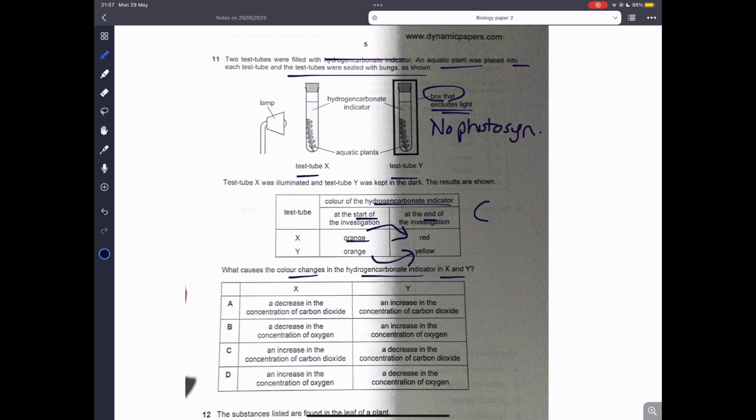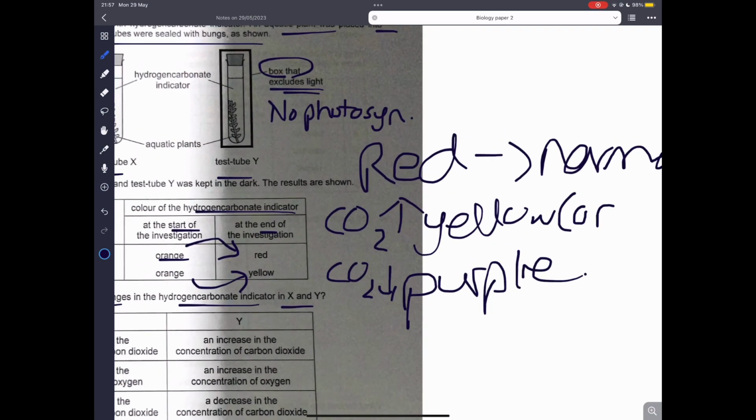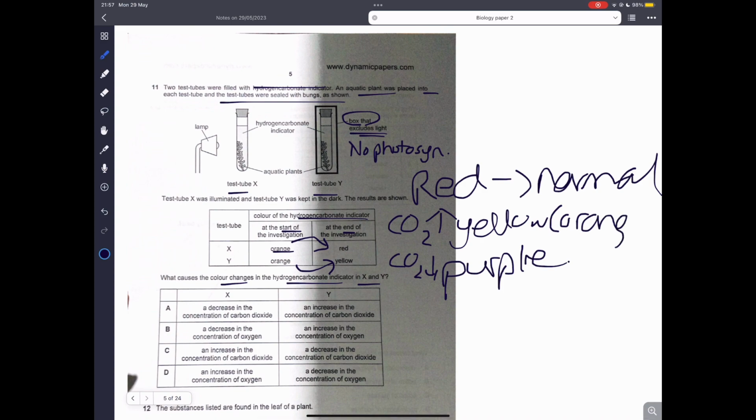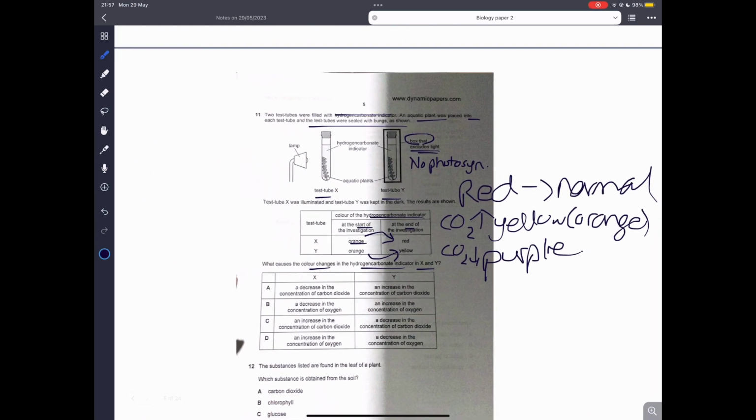Okay, so we have to know that this is a carbon dioxide level test. If the carbon dioxide is increasing, it is yellow. If carbon dioxide decreases, it turns purple. But if the carbon dioxide concentration is at normal levels, then it is red. So here we can see at the start of the investigation it is orange. Orange is kind of the same as yellow, so there's high, and then it turns to normal again, so it means that there is a decrease in concentration of carbon dioxide in X.